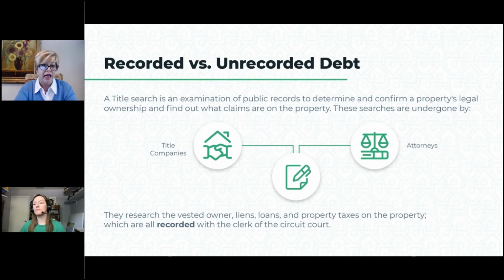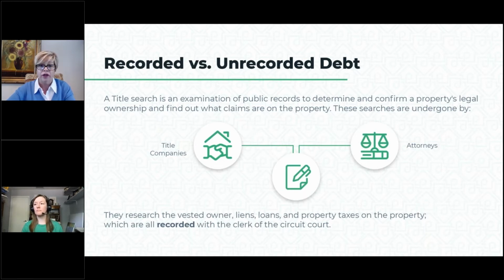And typically either a title company or an attorney is going to conduct that very first step in accessing and reviewing the public records. So they research the vested owner, any liens, any loans, property taxes. All of these items are considered to be recorded. They're easily found in most public court documents, and it's the very first step in the process.